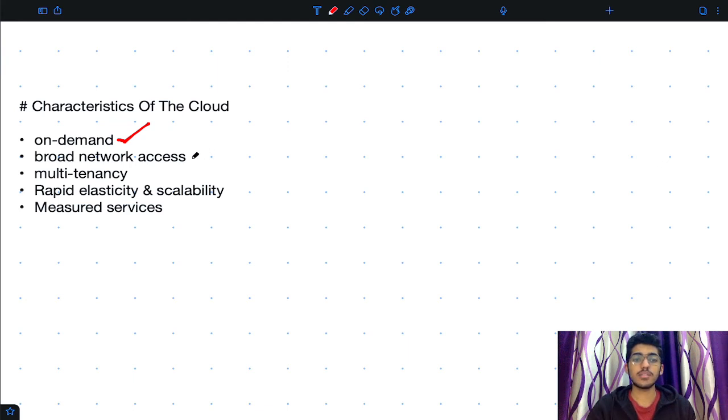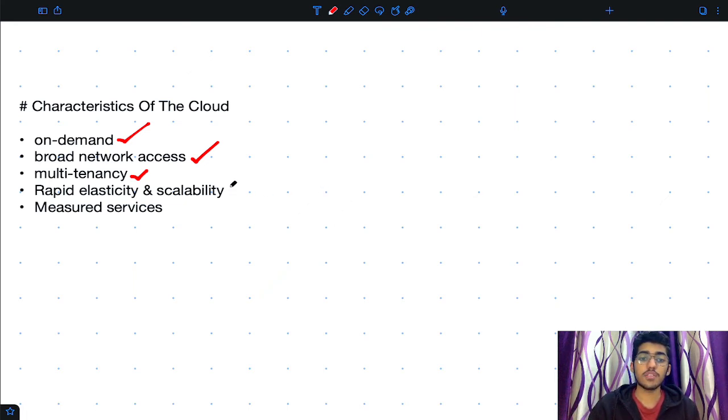The second one is broad network access. As the cloud is spread across the whole internet, you are able to access a lot of services just by sitting at a single place, right? So that is broad network access. The third one is called multi-tenancy. By multi-tenancy, what I mean is that multiple users can access your infrastructure or your application at the same time without worrying about the security or privacy of your application, or about crashing or having any disruptions in your work. This is what is called multi-tenancy, and it is one of the advantages of using the cloud.